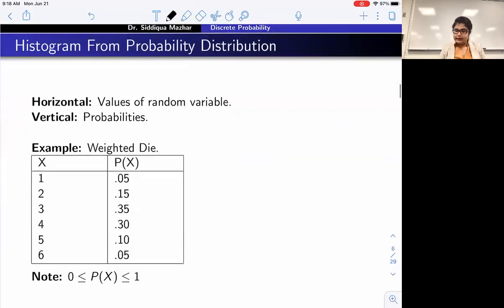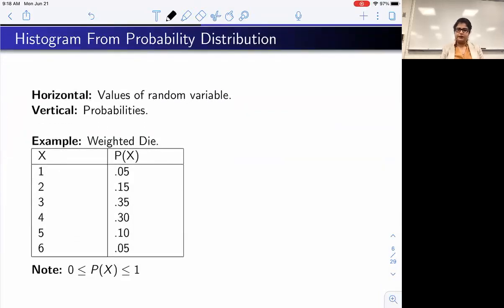Just like frequency distribution, we are going to make a histogram for the probability distribution. What a frequency distribution histogram does is that all the classes or labels go on the x-axis, and the frequency goes on the y-axis. But in a histogram for a probability distribution, all the outcomes are written on the x-axis, and the probability for each outcome is written on the y-axis.